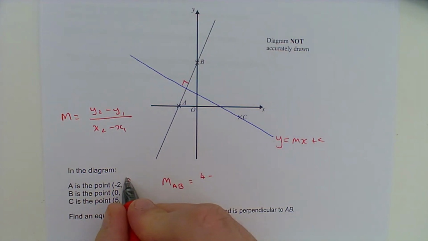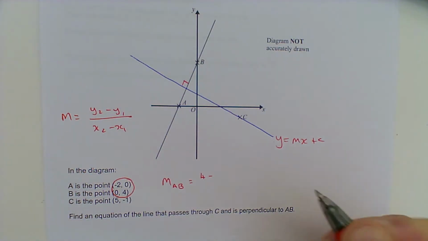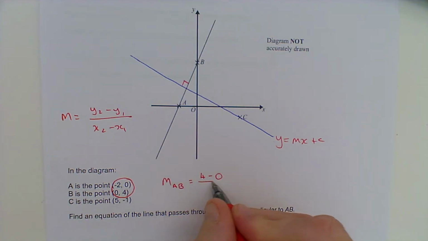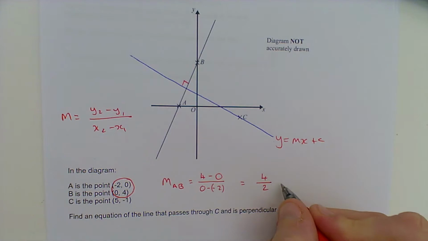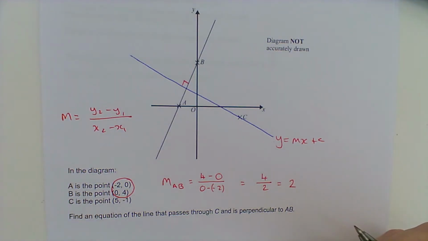minus, so I'm looking at these points here, by the way, just so you know where I'm coming from. So 4 minus 0 over 0 minus minus 2. Okay, negative, put it in brackets. So that's going to be 4 over 2, which means my gradient is 2.